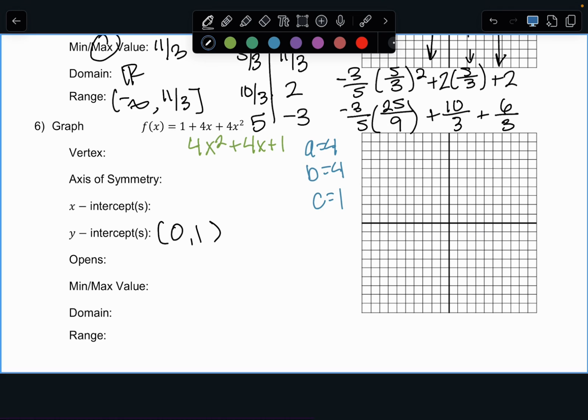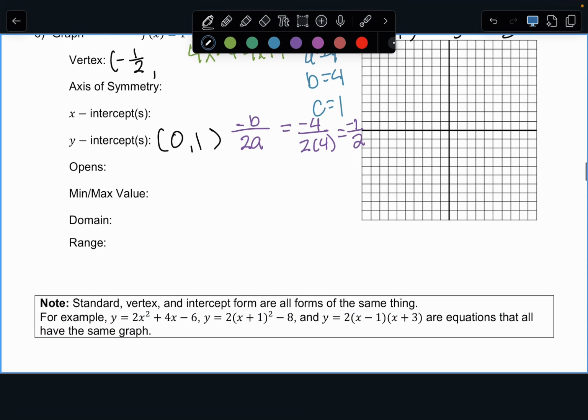Okay. I need my vertex. What's my formula? Negative b over 2a. So -4 over 2 times 4 is -4 over 8. Reduce it down, we get -1/2. Which again is a fraction, but this is a nice clean fraction. It's just 0.5. It's nothing crazy. So let's just roll with it and we'll just keep the decimals on this one.